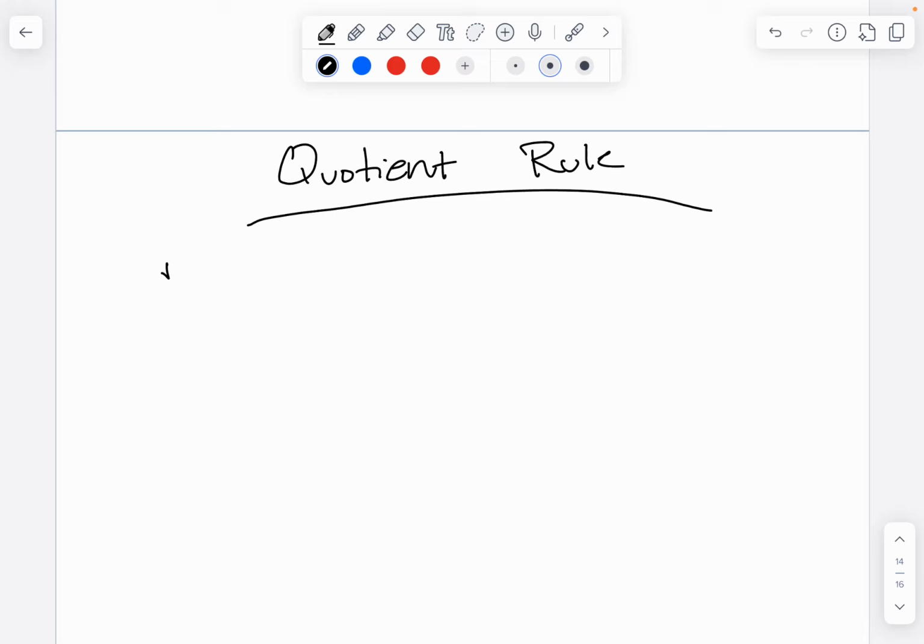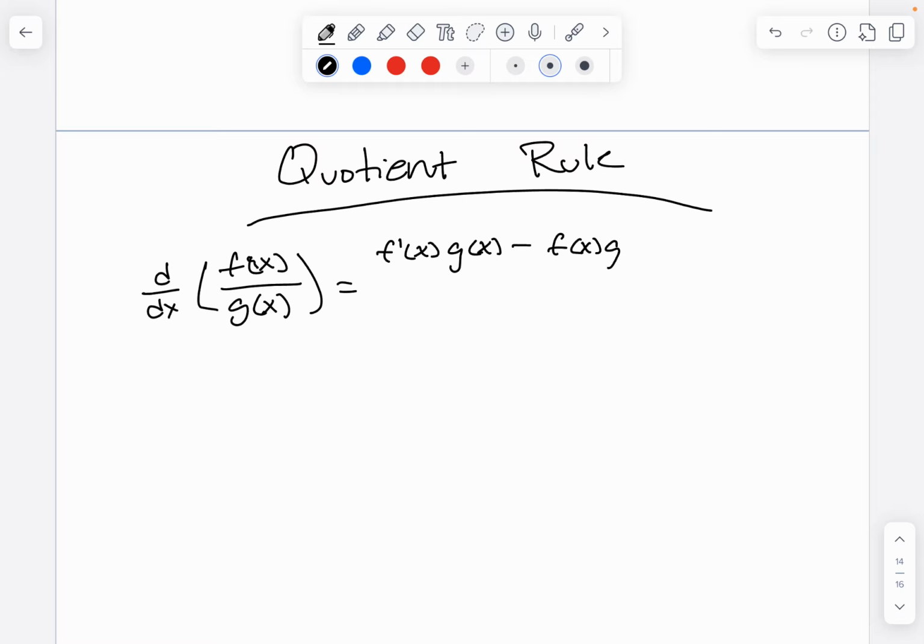So what that looks like is if you take the derivative of a function, so let's say f of x over g of x. So what the rule is, you'll have f prime of x times g of x minus f of x times g prime of x, all over g of x squared.